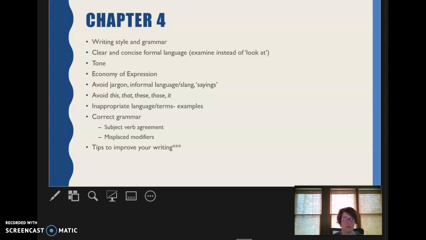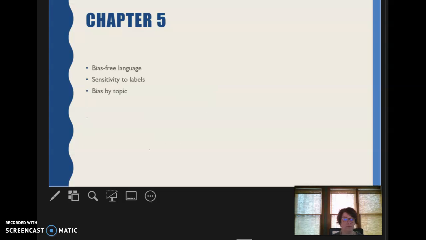Always use correct grammar, subject-verb agreement. If the subject is singular, you want your verb to match that, and also avoid hanging or misplaced modifiers that don't really modify what you intend them to modify, which make things unclear for the reader. Within this particular section, there are also tips to improve your writing. Really focus on that. It will help you.